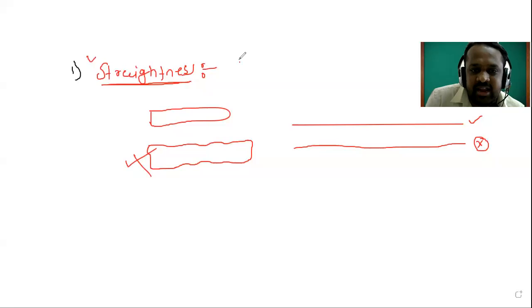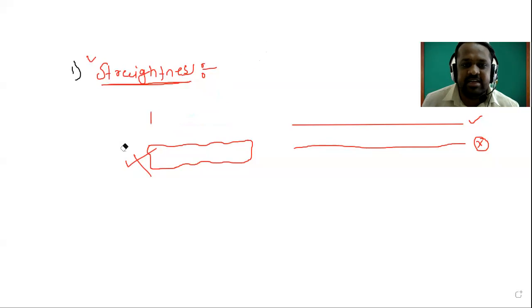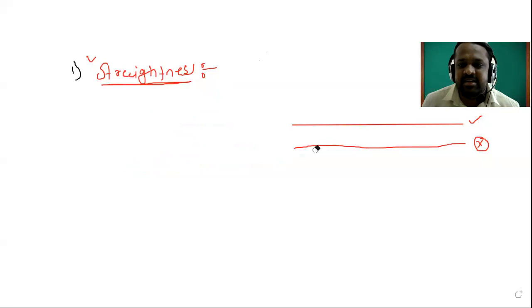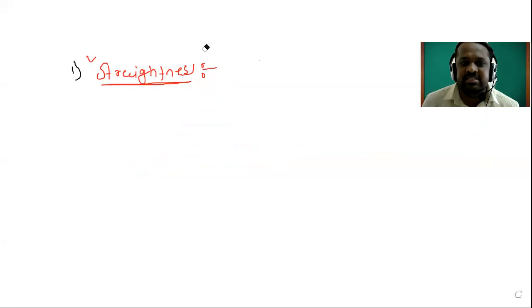We just have to draw one straight line. This is the symbol for straightness. What is the symbol for straightness? Straightness shows how straight that component is, and how to represent it with the help of a drawing. Yes, we just have to draw one straight line. This is the symbol for straightness. Understood?